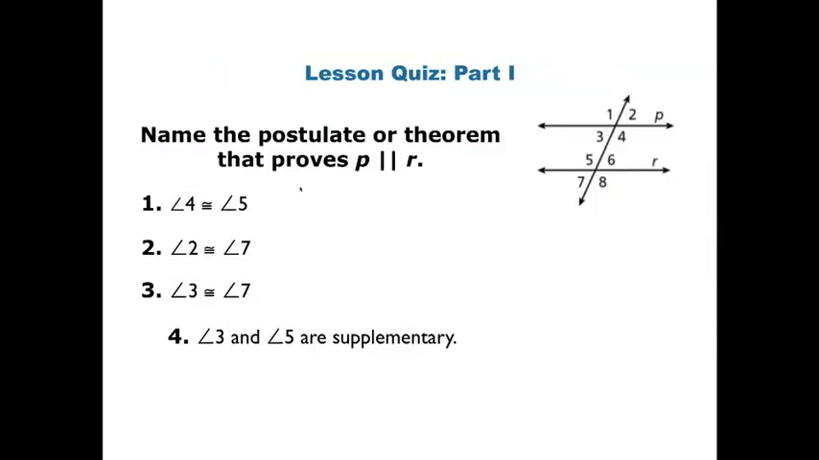For class tomorrow, you need to bring me this quiz. So answer these 4 questions on which postulates or theorems prove that lines P and R are parallel, based on angle 4 being congruent to angle 5, then again based on angle 2 being congruent to angle 7, and so on. So using that information, how do you know that P and R are parallel? Bring that to class on the next class day.